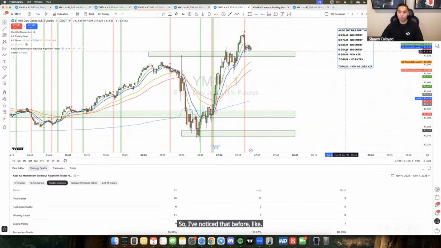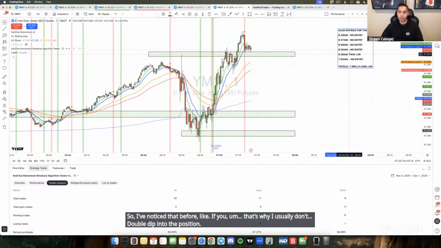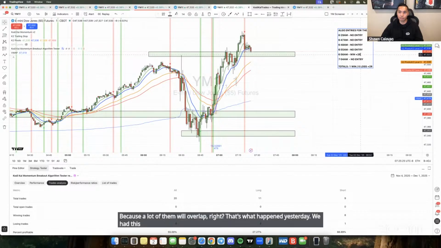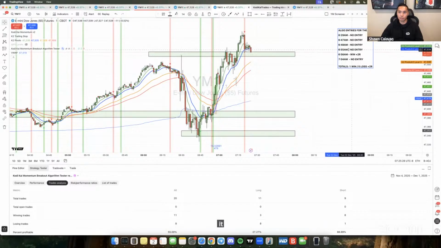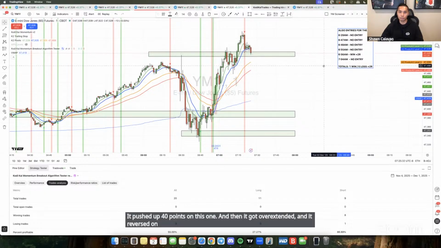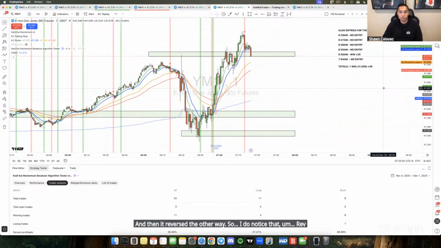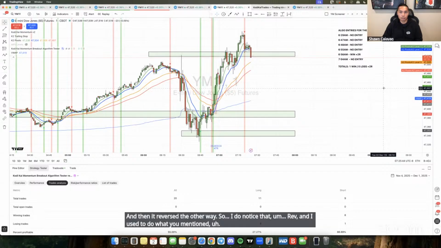That's why I usually don't double dip into the position. If I see one that looks better than the other, I usually just take one of them because a lot of them will overlap, right? That's what happened yesterday. We had this 655 that overlapped with the 656. It pushed up 40 points on this one, and then it got overextended and reversed on this one. It pushed up like 20 or 30 points, and then it reversed the other way. So I do notice that, Rev.